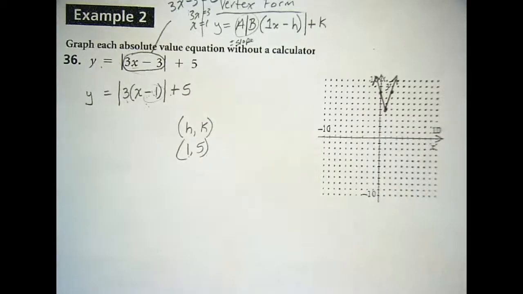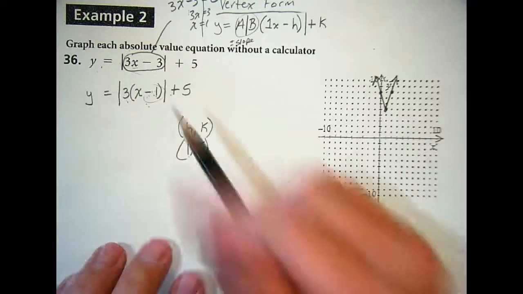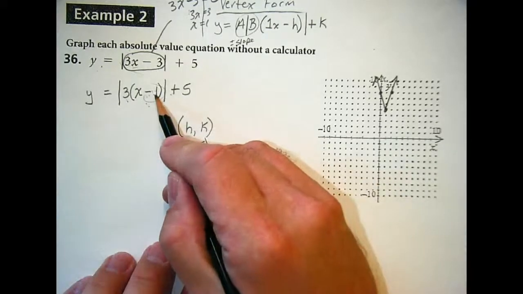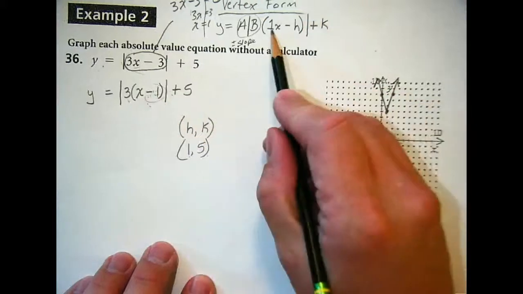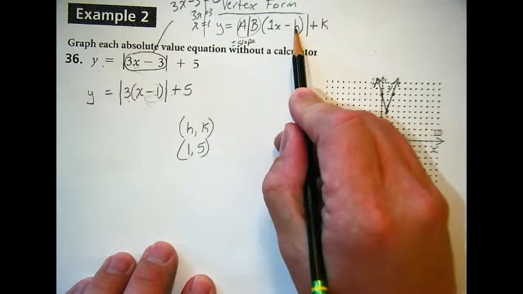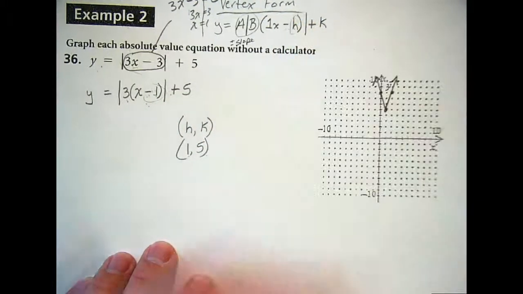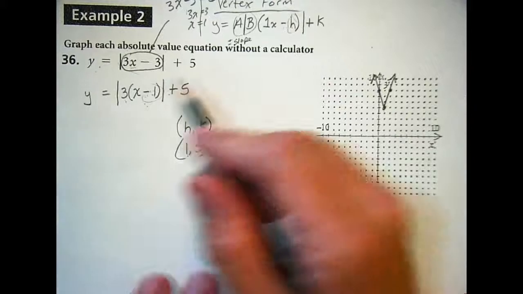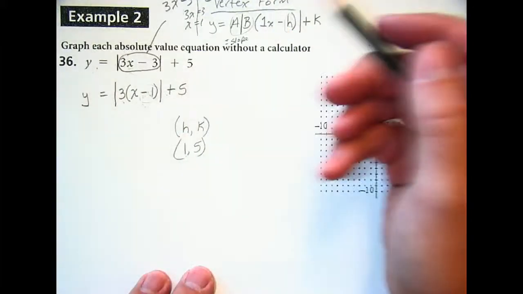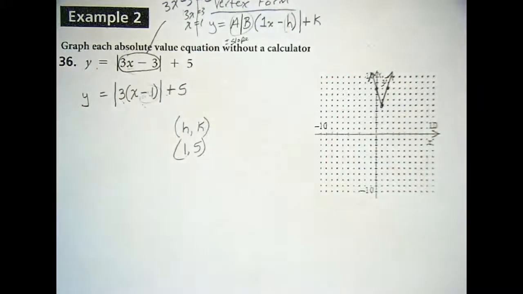Ethan, do you have a question? Why in the vertex form would the x be 1 if it's negative 1? h would be positive 1. Why? Because vertex form says x minus h. So it's just whatever h is here. So if it said plus here, then it would be the opposite of that. Yeah. Good question. All right.